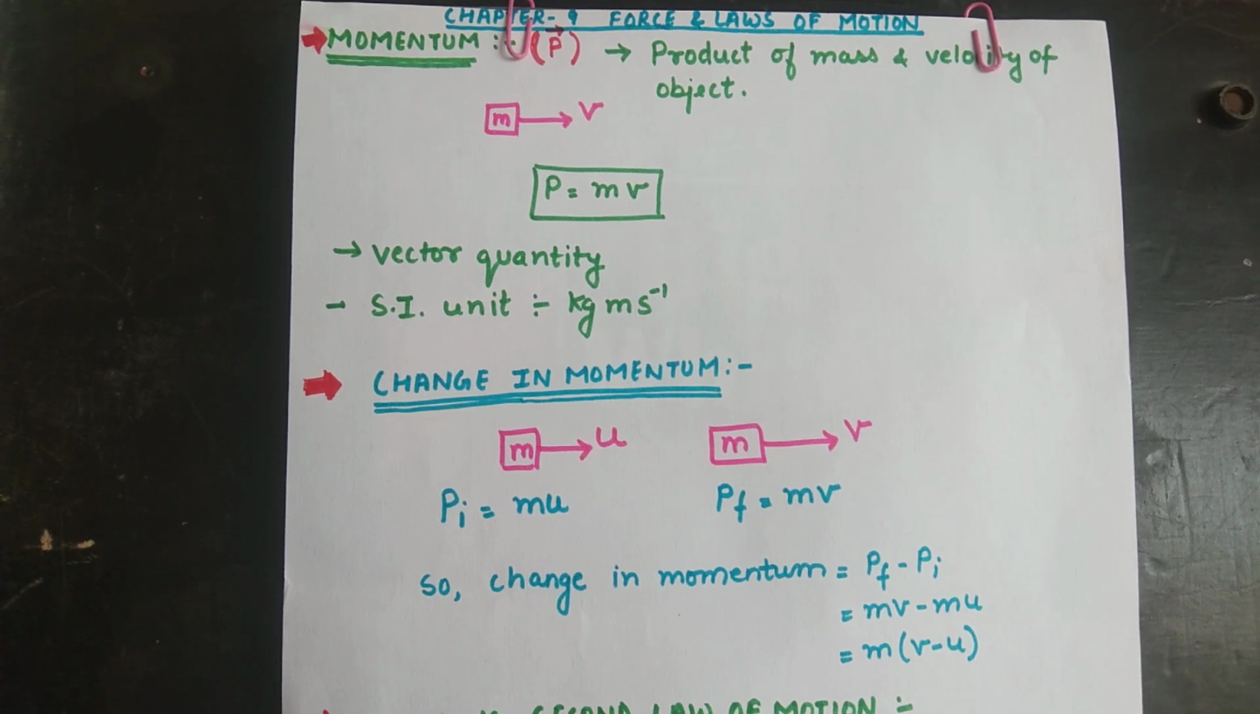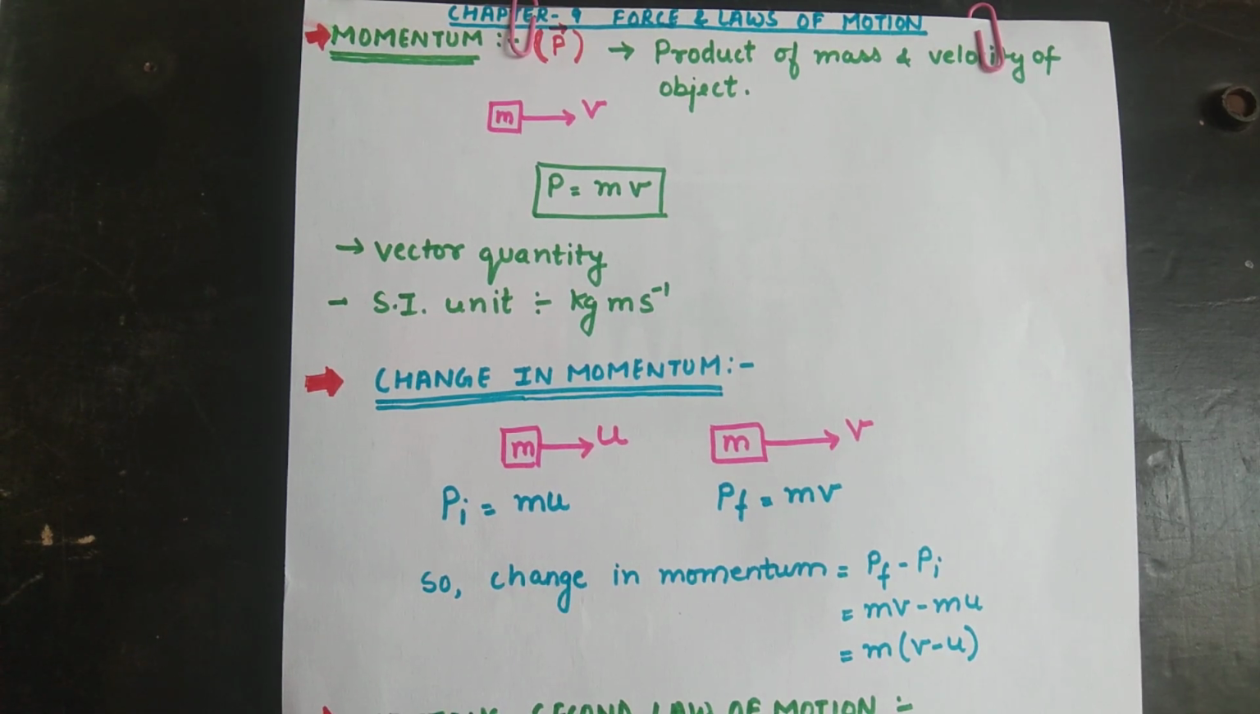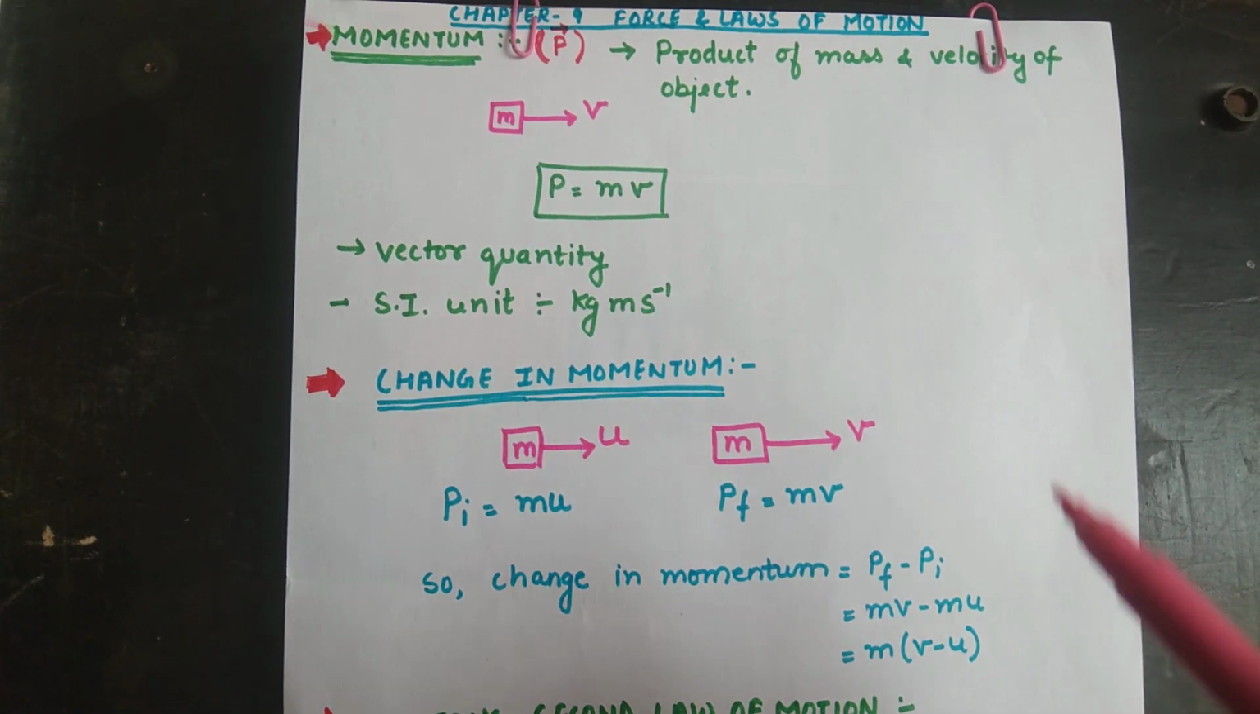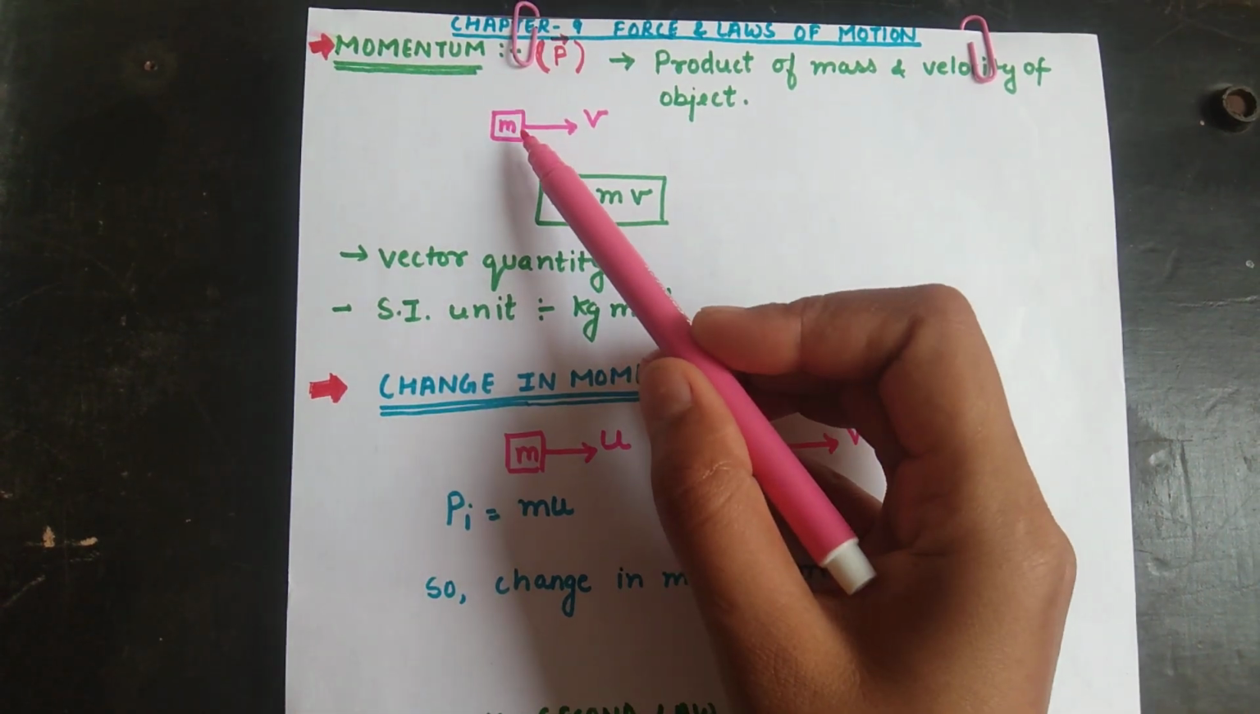Students, in chapter 9, Force and Laws of Motion, today we will discuss the next topic, that is momentum. Momentum is represented by P and it is a vector quantity. So first of all, we must know what momentum is.